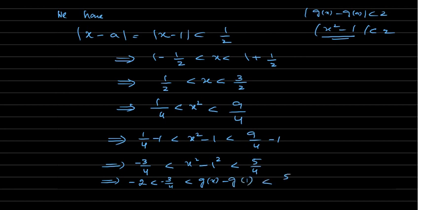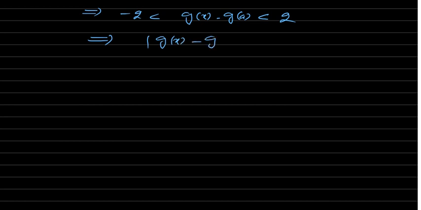less than 5 by 4, but 5 by 4 is less than 2, right? And this implies minus 2 is less than, this is obviously g of x minus g of a. So a is 1, it's less than 2, which means that mod of g x minus g of a is less than 2.